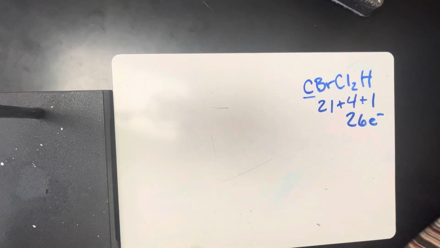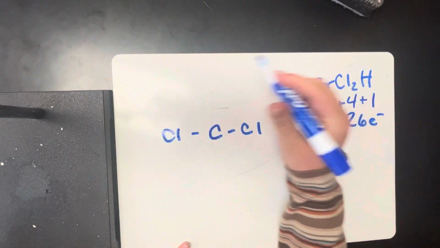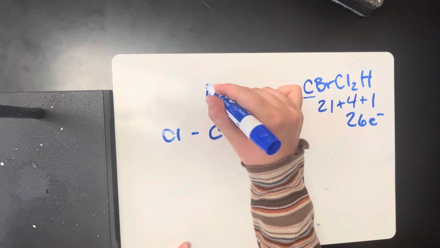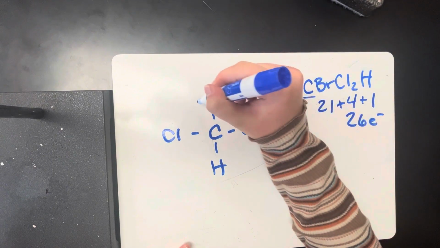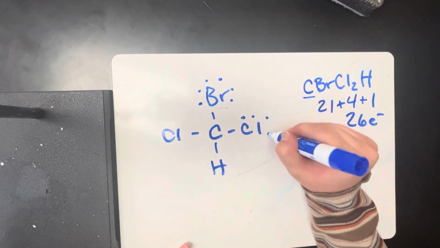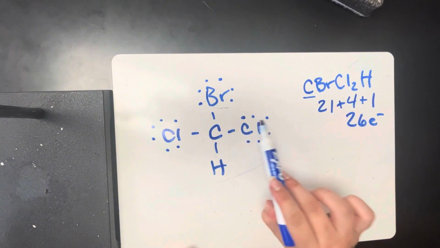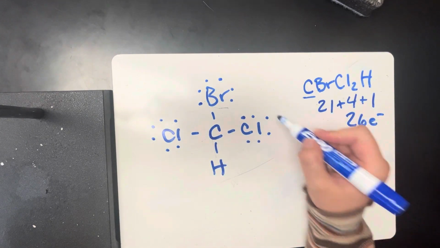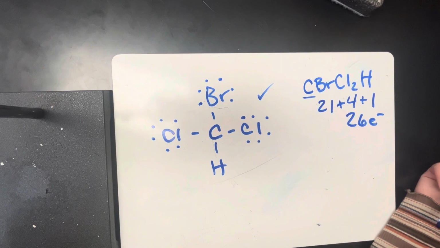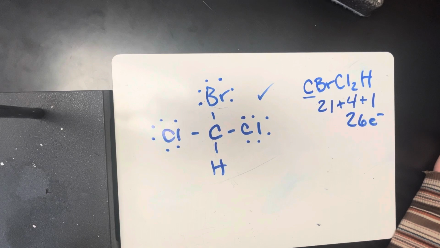And now carbon's gonna go in the middle. Let's see, Cl, and then bromine and hydrogen. So since we have 26 electrons, we have enough to fill the shells. And if you count it up, we have 6 times 3 is 18, 19, 20, 21, 22, 23, 24, 25, 26. So this would be the correct structure for CBrCl2H. I don't know what the compound is, but it doesn't matter. Anyway, we're gonna find out if it's polar or nonpolar.